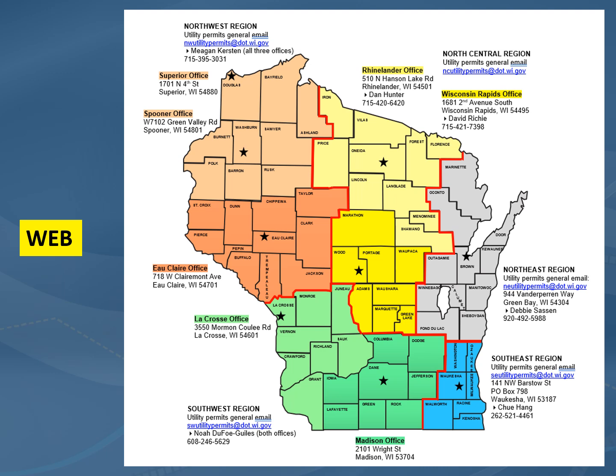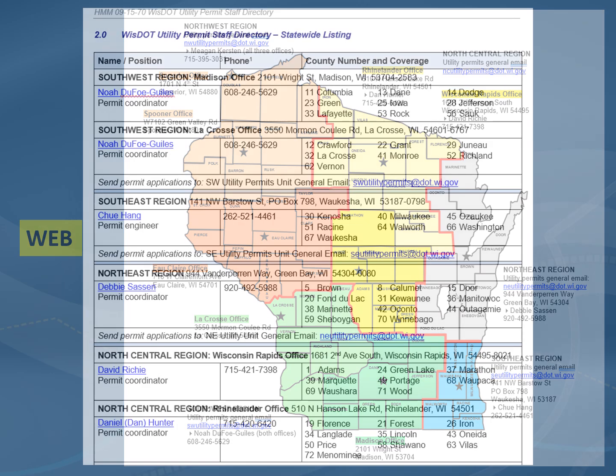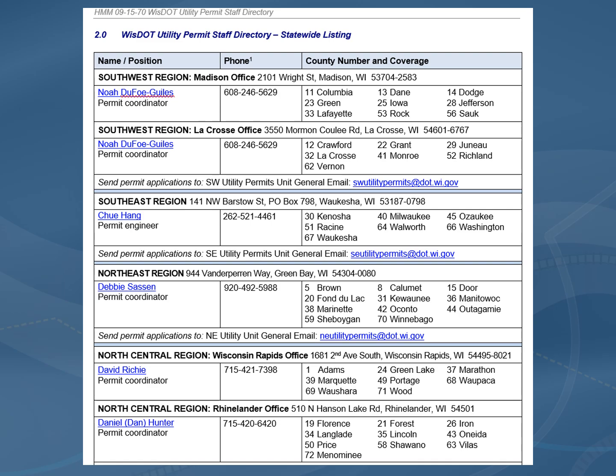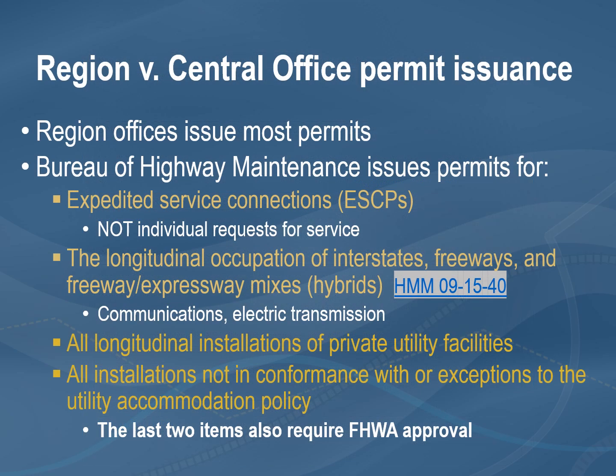Also on the website are some of the contacts. You'll be contacting the region, not central office. So if the region needs to get a hold of central office, they can contact us, but these are the contact names for each of the regions. And on the website, they're also written out this way. Central office mainly gets involved if there's a permit along an interstate or a freeway. Otherwise, most likely you will always be dealing with the region offices.